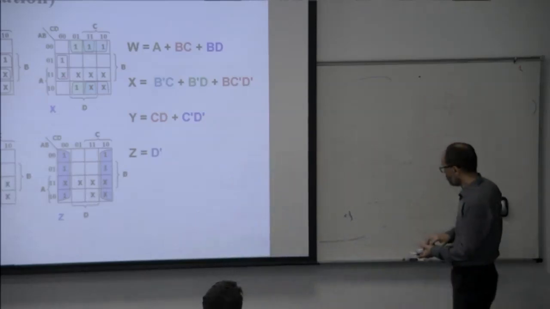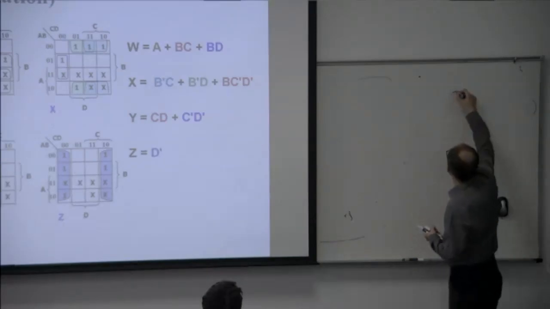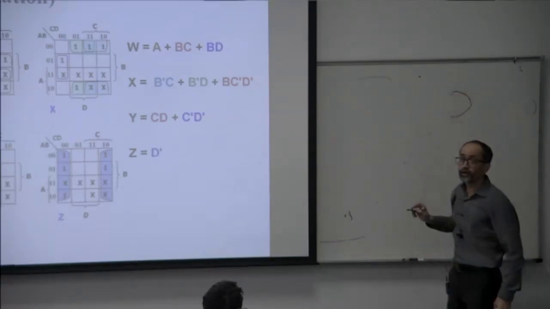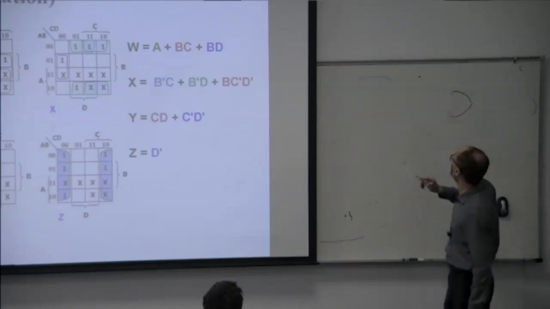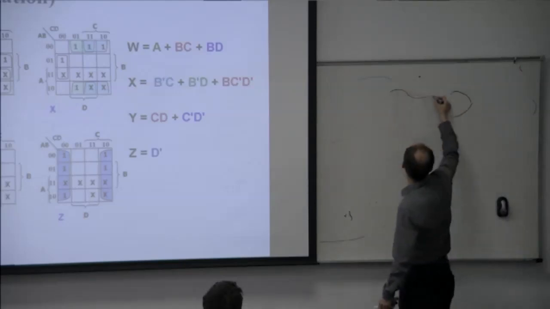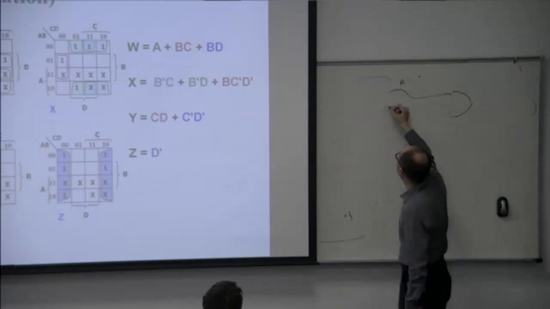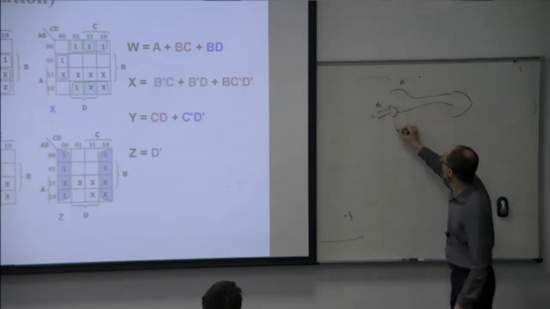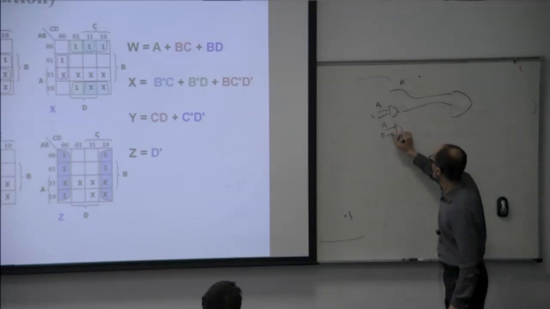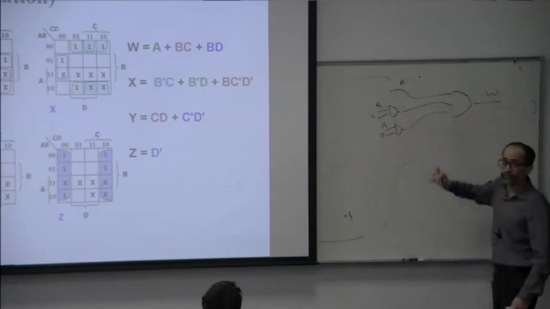So W is implemented like this. So we need an OR gate. How many input OR gate? 3 input OR gate. What is the first input? A. What is the second input? B, C. And the third input? B and D. And this is W.